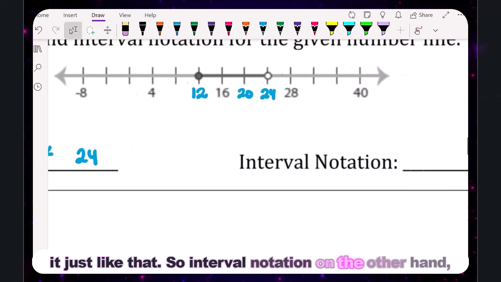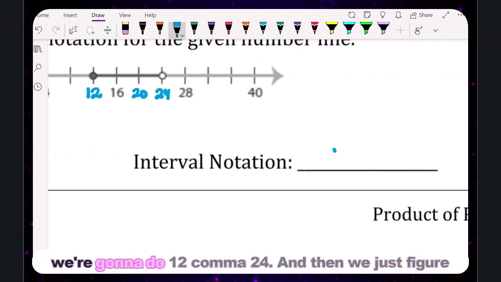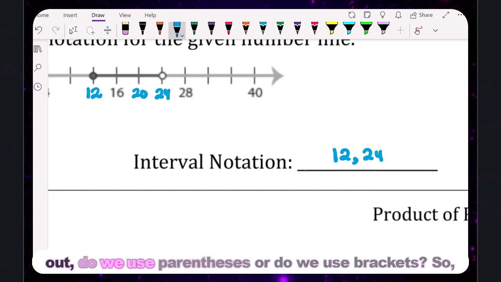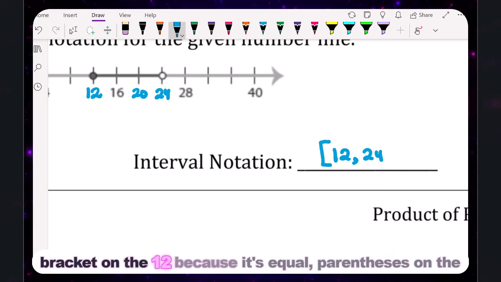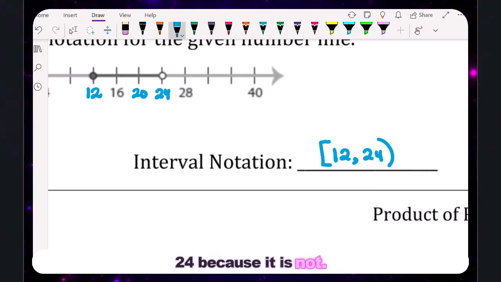So interval notation, on the other hand, we're going to do 12 comma 24, and then we just figure out, do we use parentheses or do we use brackets? So bracket on the 12 because it's equal, parentheses on the 24 because it is not.